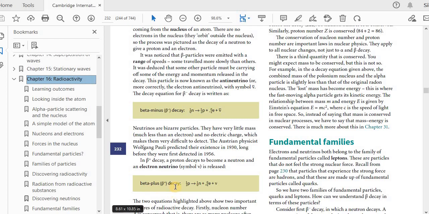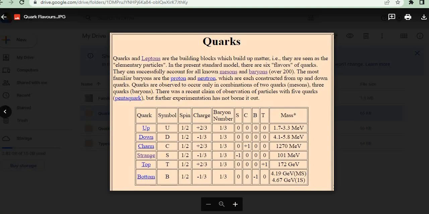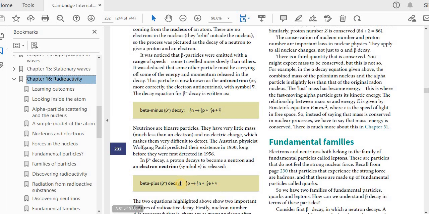Then we have beta plus decay. In beta plus decay, a proton becomes a neutron with the emission of a beta plus particle, which is the antiparticle of the electron. Remember, here we talked about the antiparticle of the lepton. So this is the beta minus particle, and this is the beta plus particle. In beta minus decay we have the beta minus particle. In beta plus decay, the proton becomes a neutron with the emission of a beta plus particle and an electron neutrino.